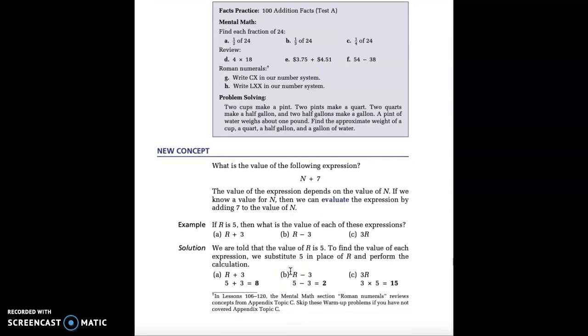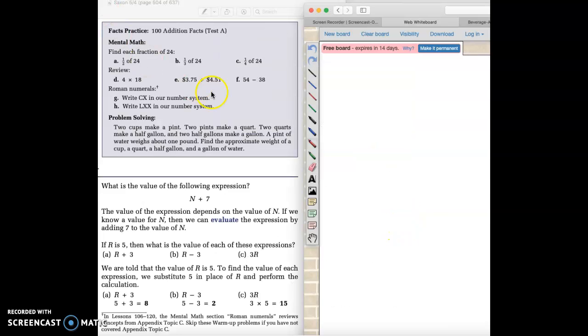Now, let's go ahead and go down to the example. If r is 5, then what is the value of each of these expressions? Let's go back to this question. It says if r is 5, then what is the value of each of these expressions? Well, here we see r plus 3. If we don't know what r is, then we can't find out what this is equal to. We can't evaluate it. But if we know that r is 5, then we're going to replace r with 5, and then we can evaluate it based on what we know. Well, we know that we're going to add 3 to r, or 5, and we get the sum of 8. What if I said r minus 3?